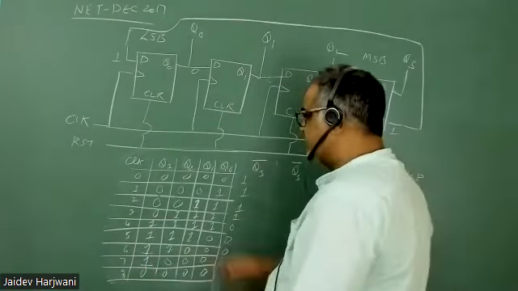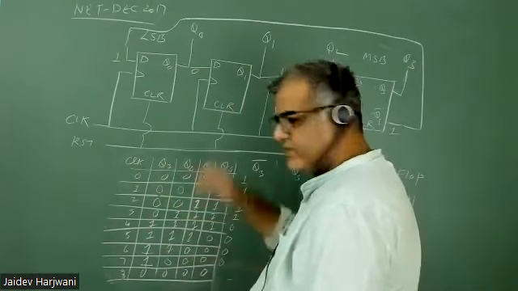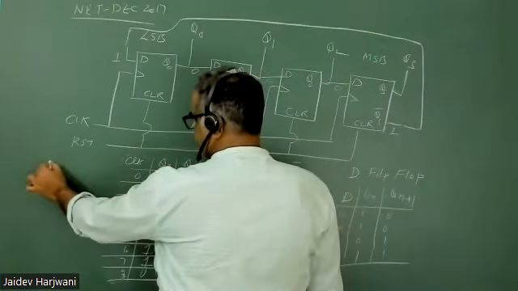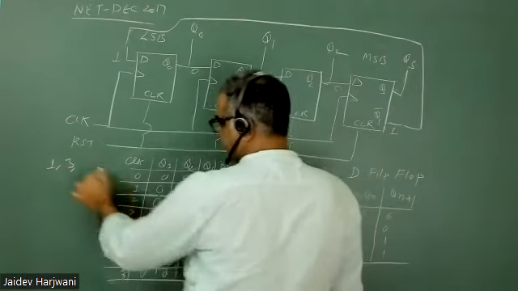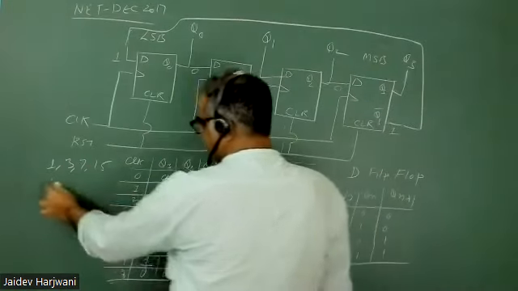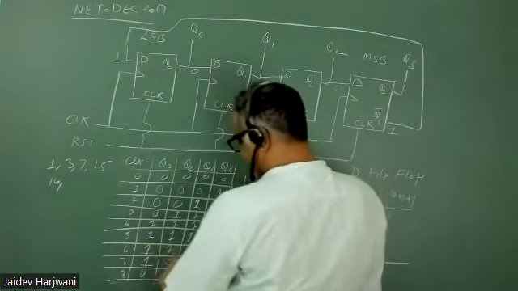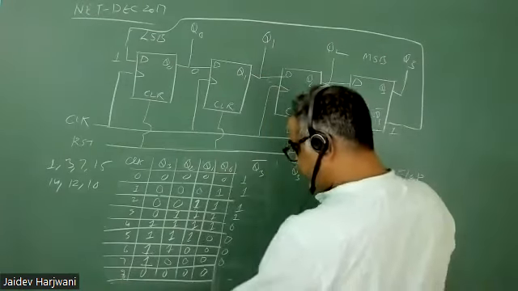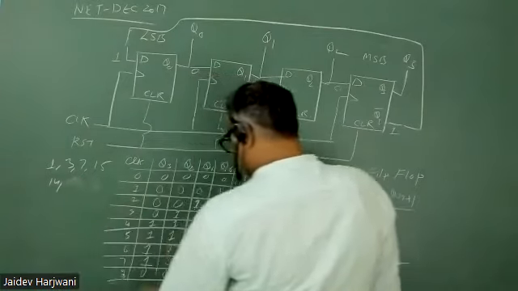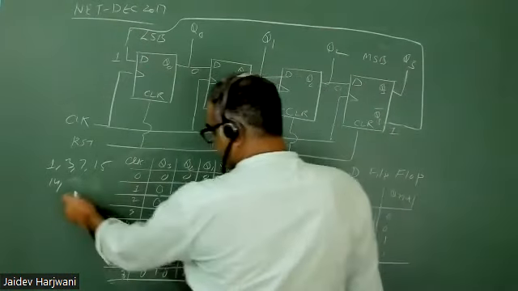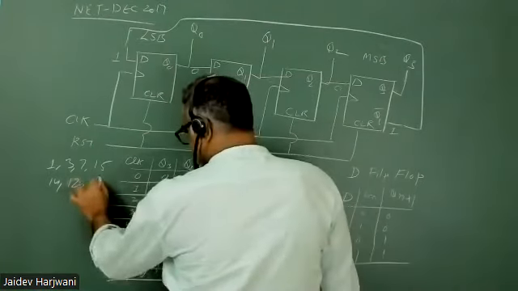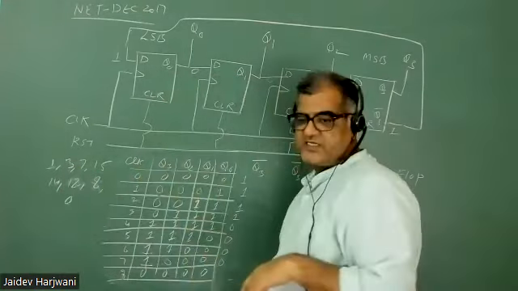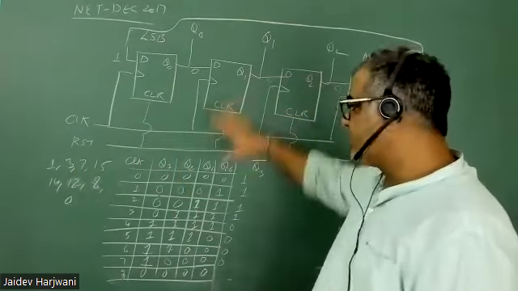So this is the sequence. You start from 0 and come back to 0, and this sequence will continue. So what are the states? The first state is 1, then 3, then 7, then 15, then 14, then 12, then 8, and then 0. So 1, 2, 3, 4, 5, 6, 7, 8. You have a total of 8 states with 4 flip-flops, and that is a mod 2n counter.